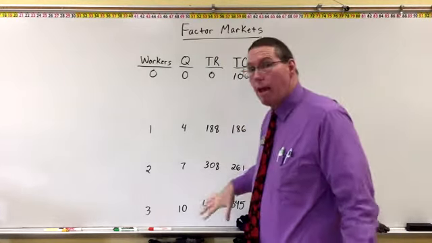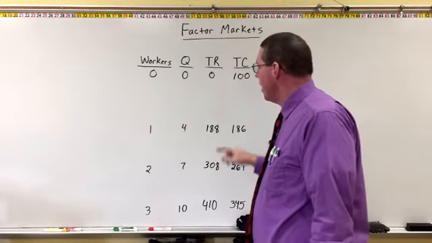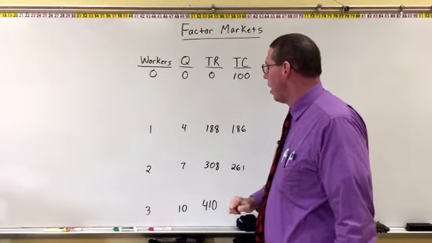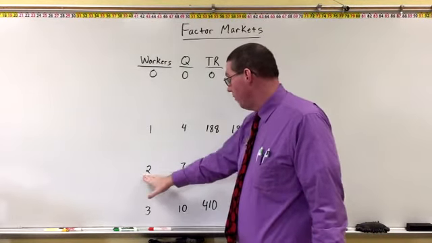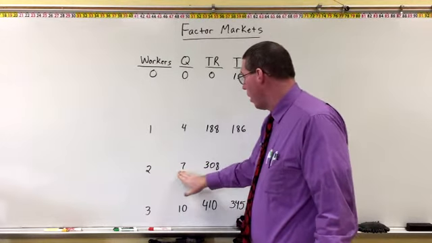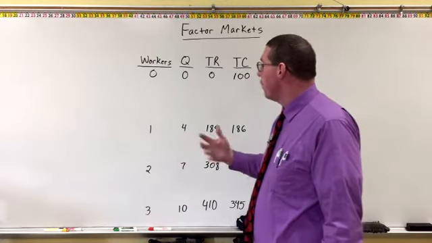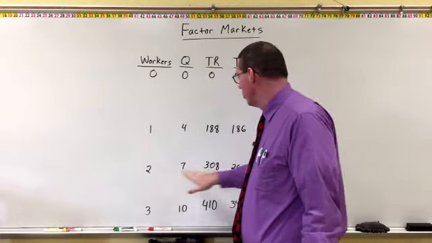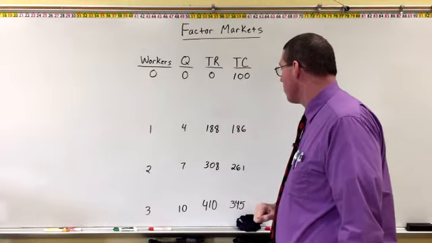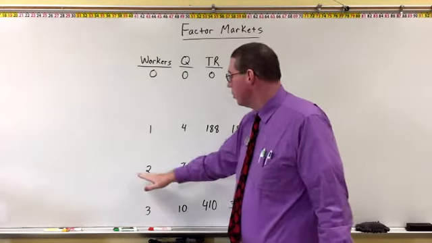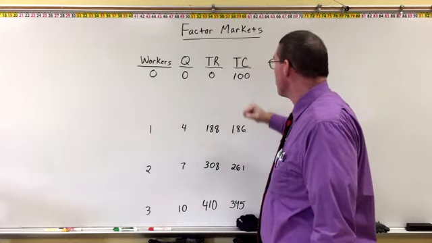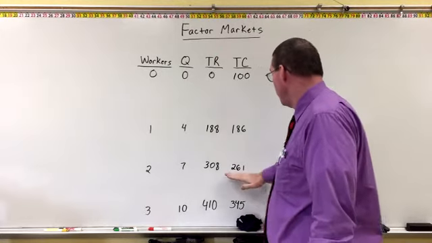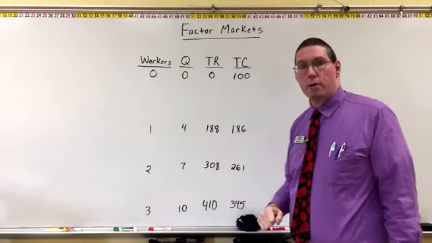And now with this table, this is the question I can ask. If I employed 2 workers, how much quantity could I produce? And the table says if you employ 2 workers, you can produce a quantity of 7. Okay? If I employ 2 workers, how much revenue will I earn? Well, if you employ 2 workers, you'll earn $308 in revenue. Okay? If I employ 2 workers, how much cost will I incur by producing 7 units? And the answer would be you would incur $261 in costs.